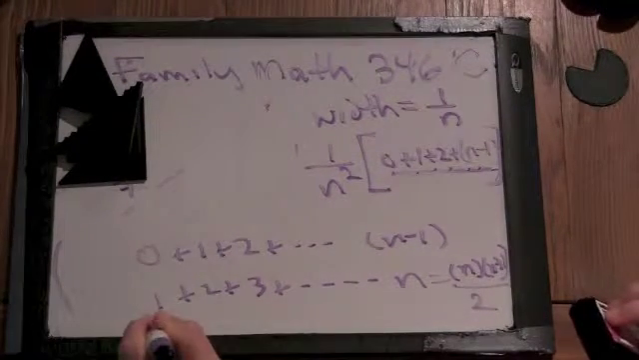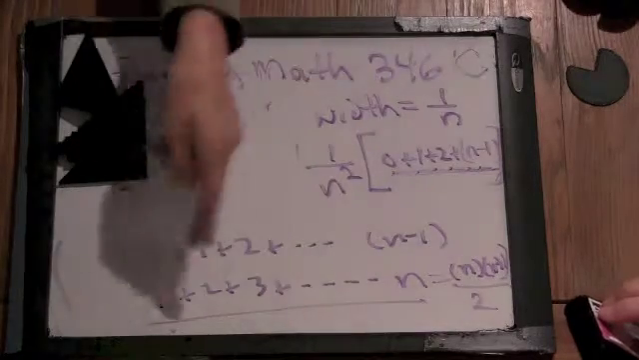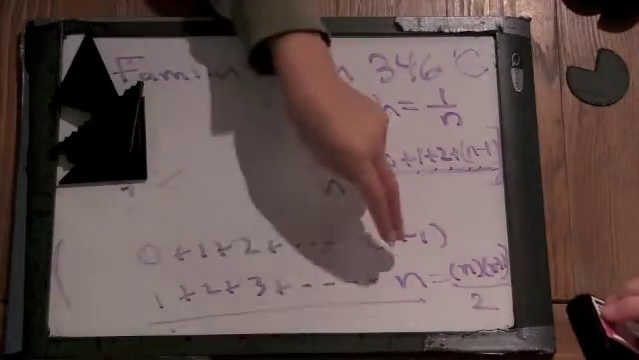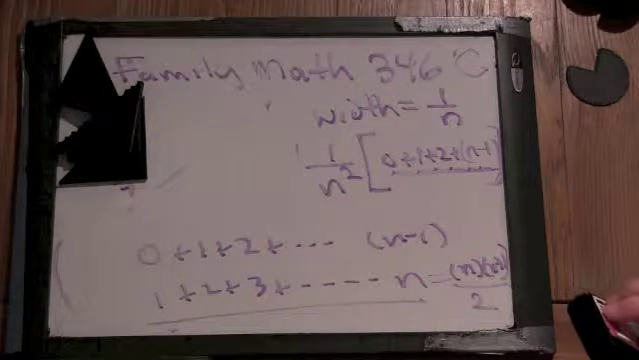And how do you know this? Because we've talked about this. You can write it backward and you get N plus 1 N's. N plus 1 N's, okay. And that's twice the sum.